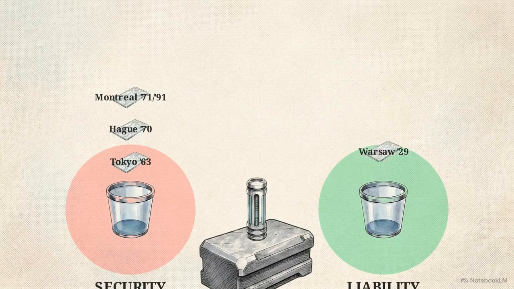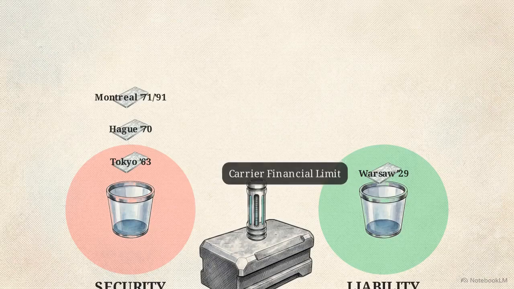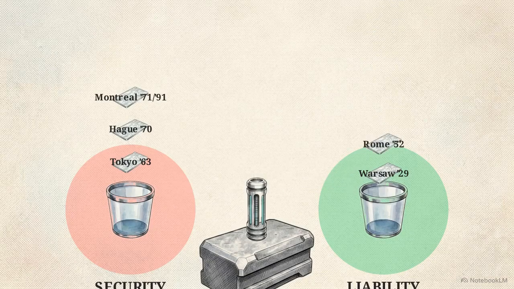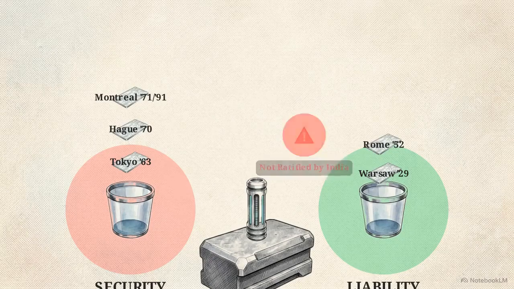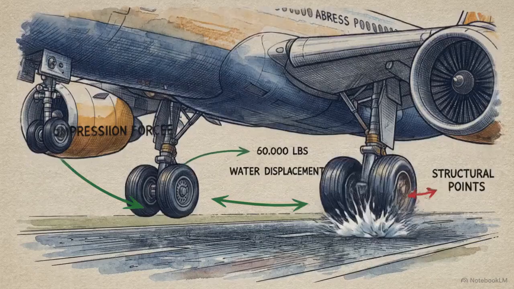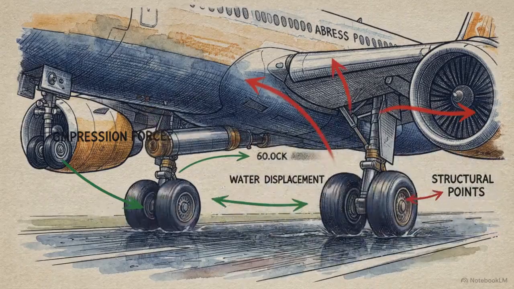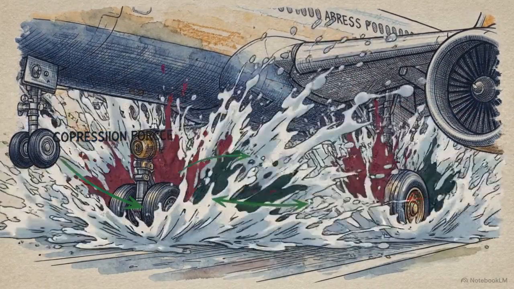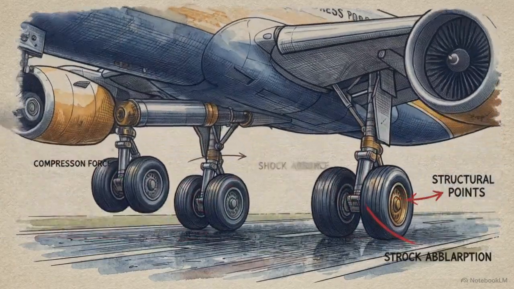In the liability pillar, the 1929 Warsaw Convention unifies rules for international carriage and limits the financial liability of carriers for injury or loss. The 1952 Rome Convention covers damage caused by foreign aircraft to third parties on the ground. India has not ratified this convention. Finally, the Geneva and Cape Town Conventions establish legal rights for aircraft financing, leasing, and mortgages. While Chicago prevents accidents through technical standards, these conventions provide the protocols for jurisdiction and compensation when things go wrong.